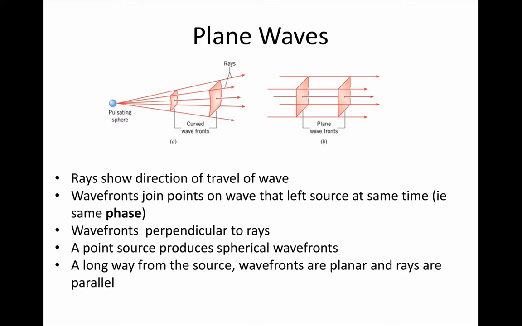But you can see that as you get further away from the source, the wave fronts become less curved. And a very long way away from a point source, the wave fronts eventually become planes rather than segments of a sphere, and the rays are parallel. So, for example, the sun is a point source and rays come out from it in all directions, but we are so far away that we can take the sun's rays that reach us as being parallel.